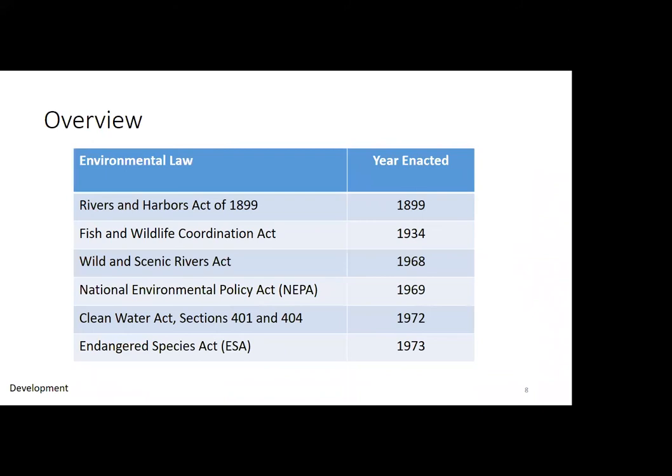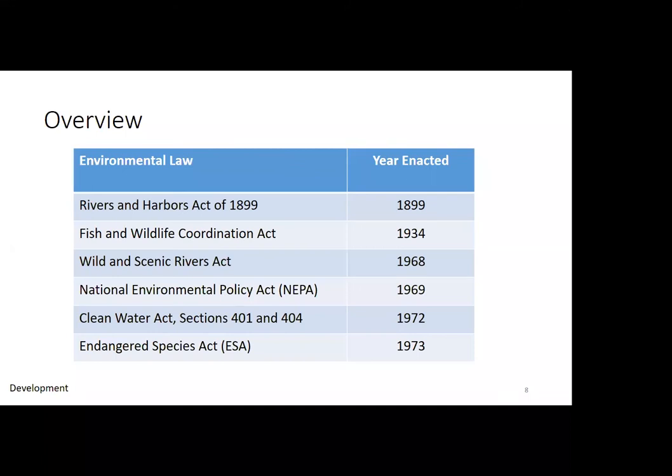After the Rivers and Harbors Act, Congress passed another law called the Fish and Wildlife Coordination Act back in 1934. And under the Fish and Wildlife Coordination Act, before the Corps does any project that alters water resources or permits a project that would alter water resources, the Corps is required to consult with the Fish and Wildlife Service and now also the National Marine Fisheries Service to seek their input on potential ways to mitigate impacts to fish and wildlife before those projects are constructed to minimize those impacts.